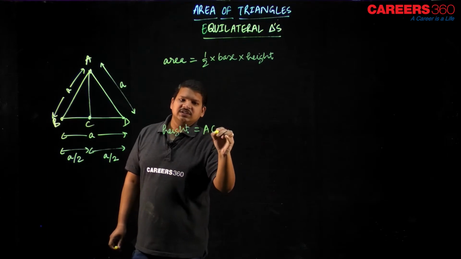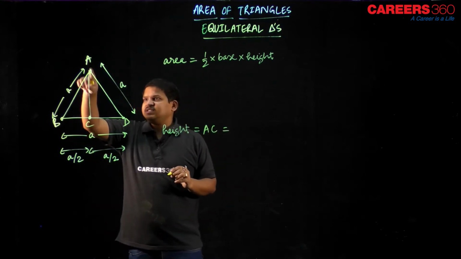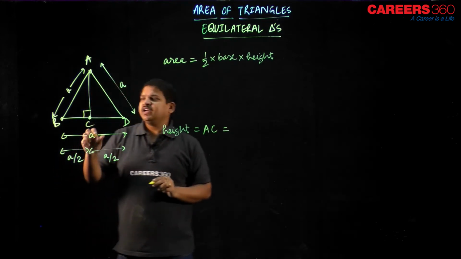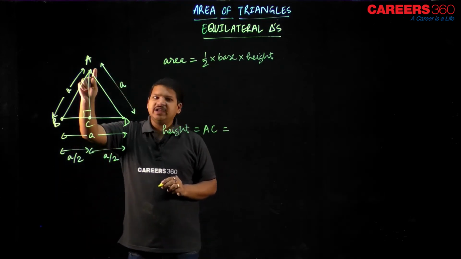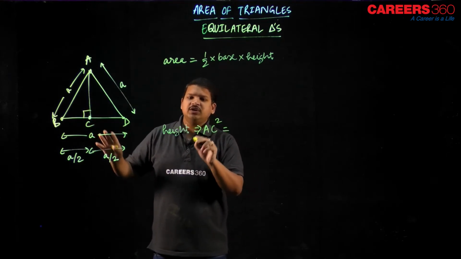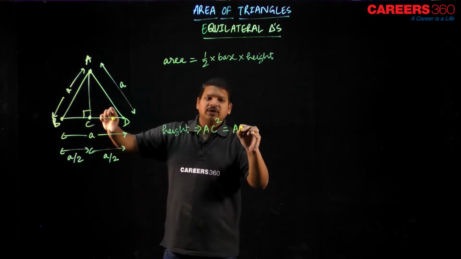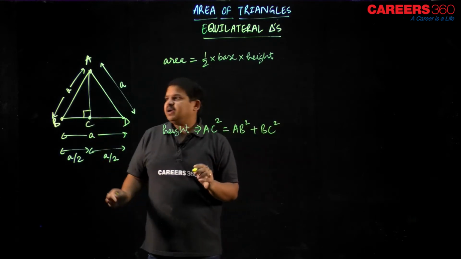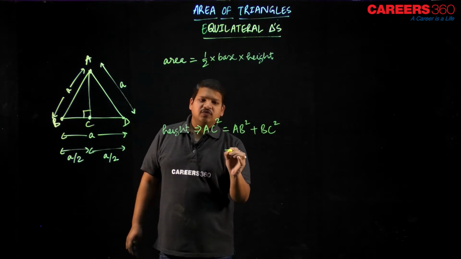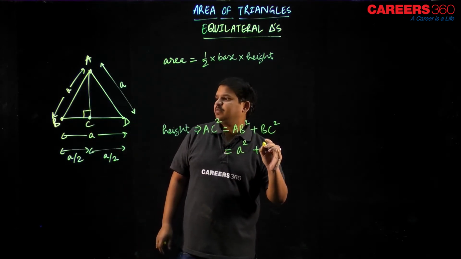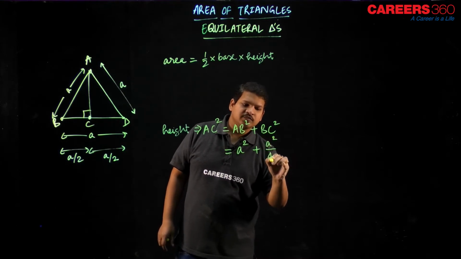So AC is the height, and if AC is the height, then this angle will be 90 degrees, and if it is 90 degrees, then I can apply the Pythagoras theorem over here, that is AC square will be equal to AB square plus BC square, right? And if I want to calculate AC square, this will be A square and BC will be A by 2, so A square by 4.